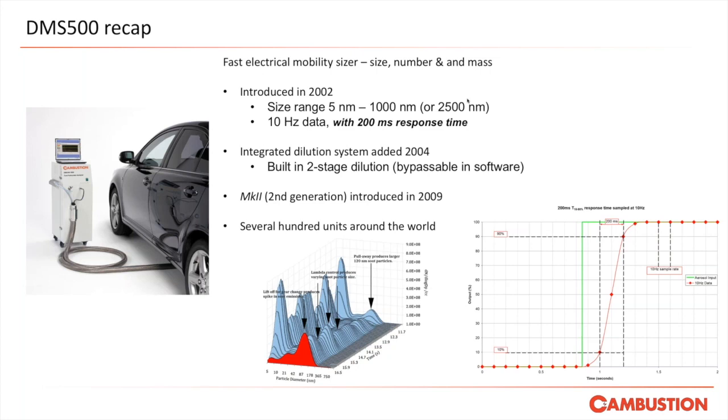It has an integrated dilution system, which was added in 2004, which is two stages and is bypassable. The Mark II generation, which was a considerable upgrade on the original version, was introduced in 2009. And all in all, there are now several hundred units around the world. So these are present in universities and research institutions, but they're also present in OEMs, in engine manufacturers, in vehicle manufacturers, working 24 hours a day, in test cells, in basements all over the world, doing valuable engine calibration work, which doesn't tend to get published because it's proprietary, but they're there acting as workhorses, and they've been designed for that role.